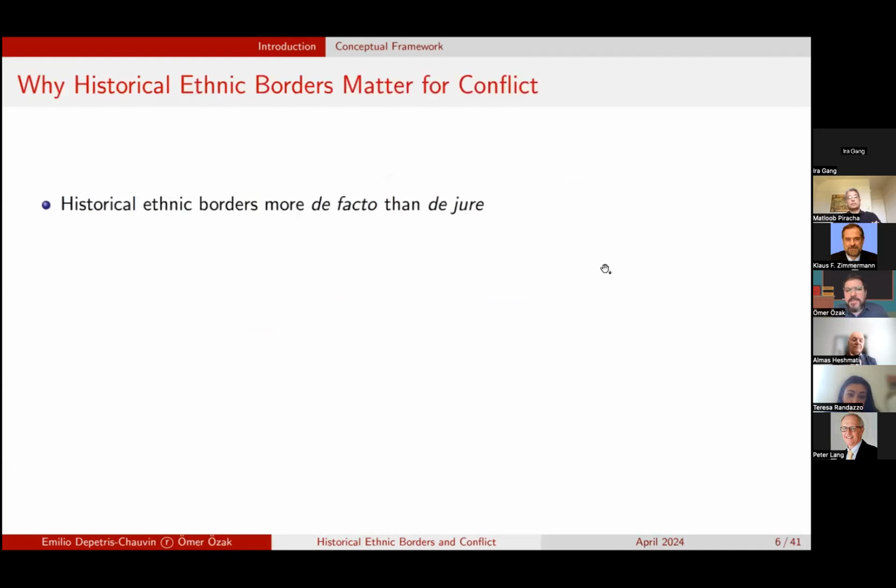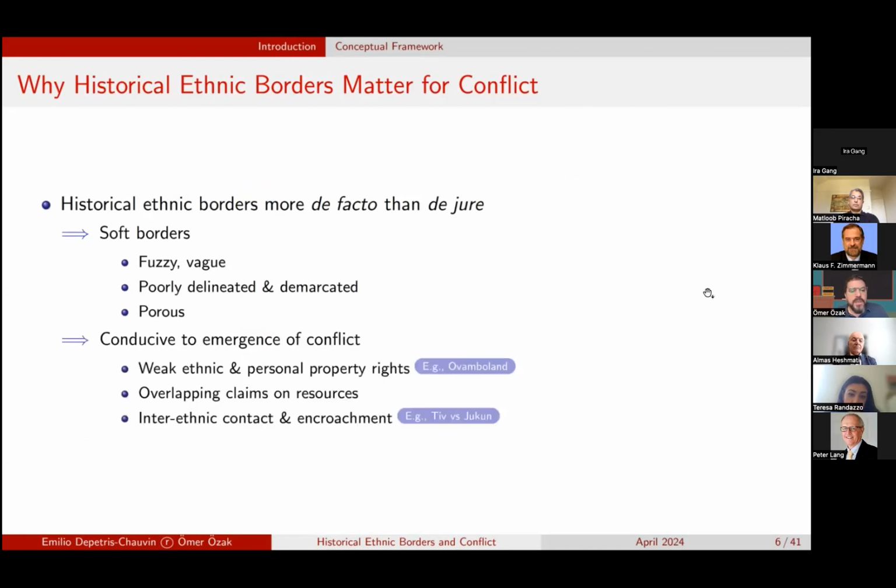Now, why do we think that historical ethnic borders matter for conflict? The fact that these borders were not really enforced, meaning that they are more de facto than de jure, makes them really soft, fuzzy, vague, poorly delineated, demarcated, and very porous, right? And we will try to show you some evidence for this. And this, of course, means that it's very conducive to conflict because it creates weak ethnic-level property rights and also personal property rights, which creates overlapping claims on resources and allows interethnic contact and encroachment, right?